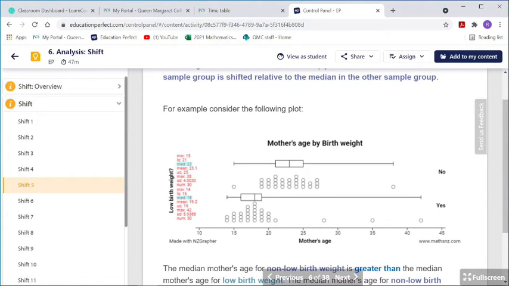So you'll see that this median is to the right of the other median. So that means it's higher. And so just comparing the medians, the median birth weight for mothers who didn't smoke is higher than the median birth weight for those mothers who did smoke. Okay? So this group of babies weighed more than this group of babies. Make sense?